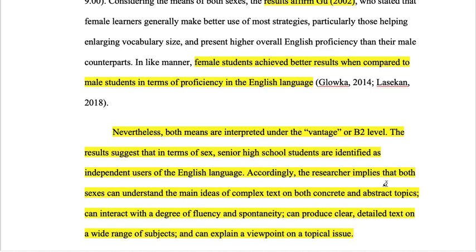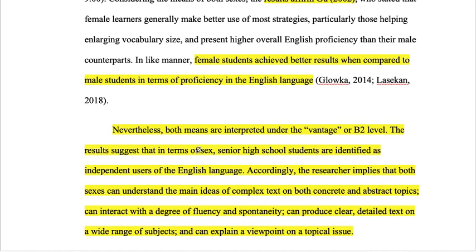If the students got higher means of 32.61, what does it state? So meaning both of the sexes are under vantage level or B2 level. Refer to your scale of interpretation, wherein the researcher implies. This time, look at this one. This is already the implication part here.